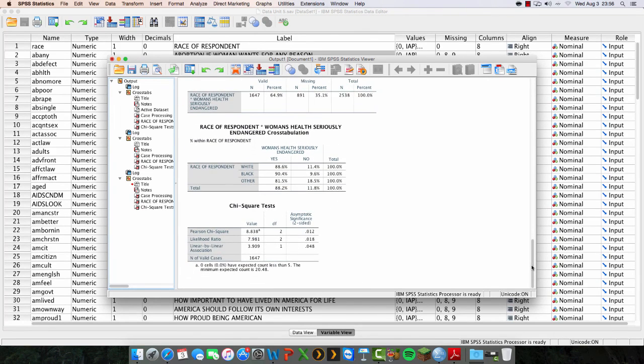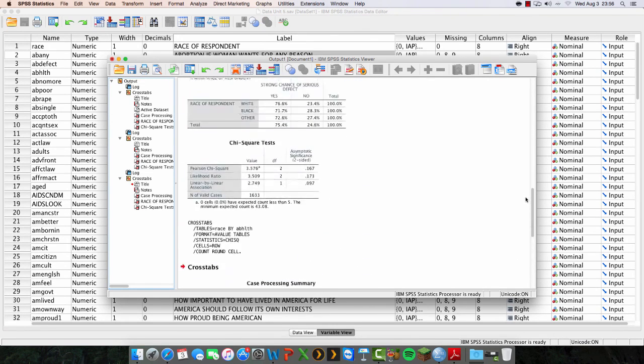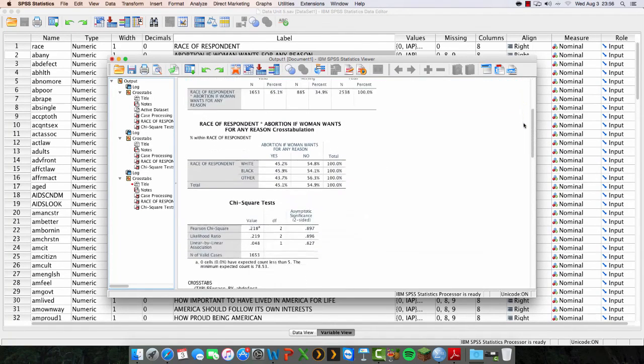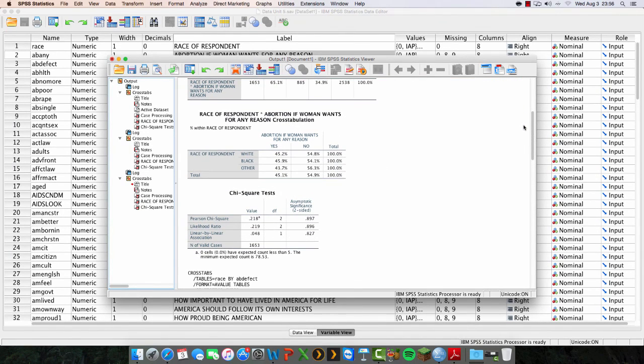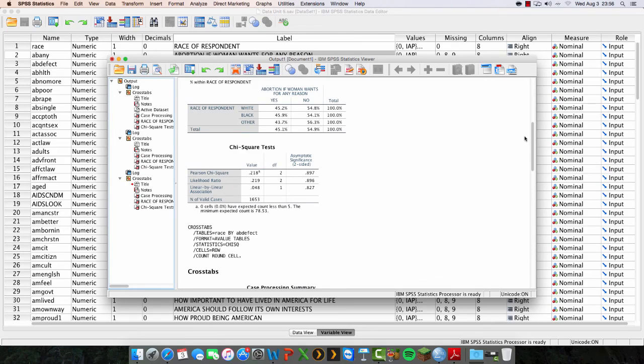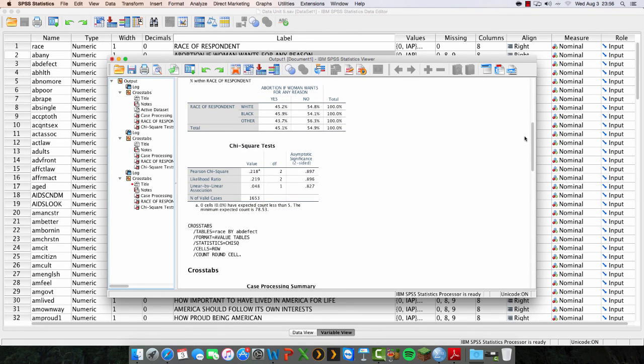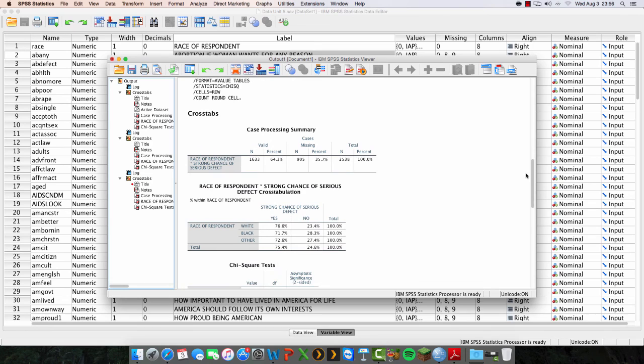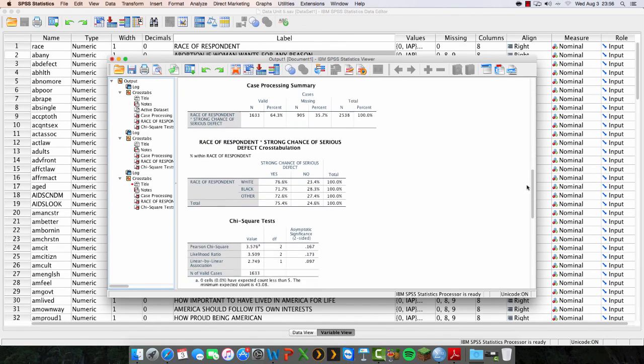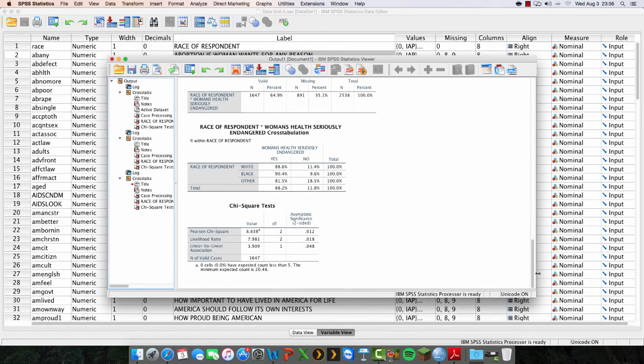So, looking at this, I can say generally, based on these three questions, little difference exists among racial groups regarding their opinions on these three abortion questions, with the exception of serious health concerns. No difference was found to be statistically significant.